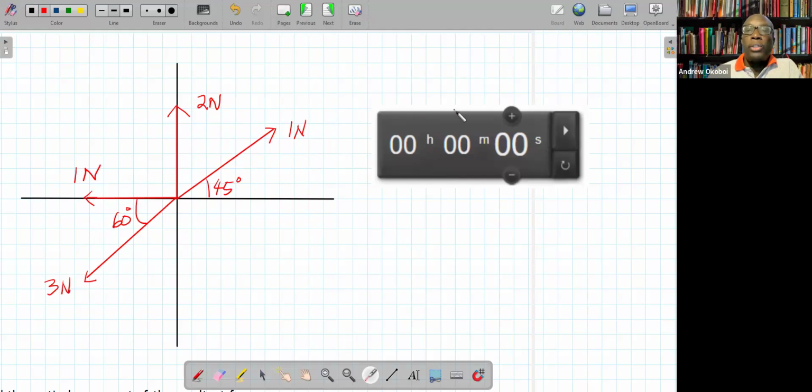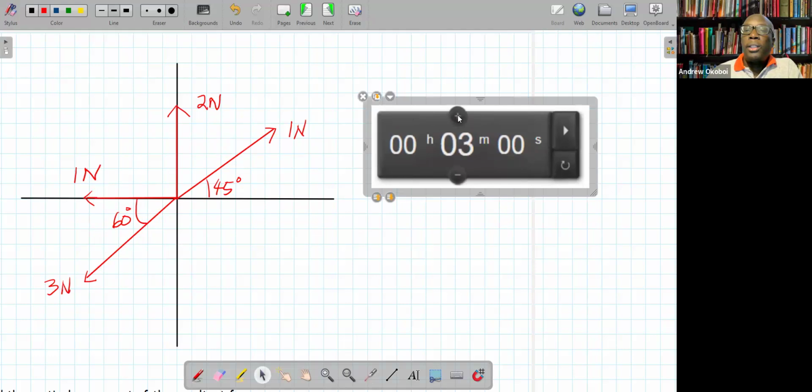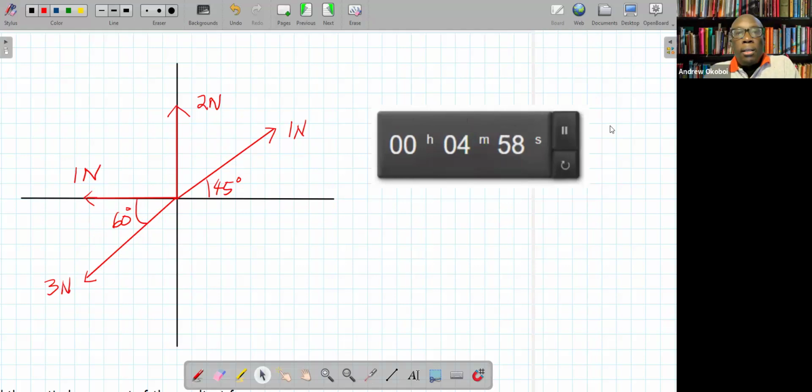So moving away from the angle is always sine. Moving through the angle is always cosine. All right, so I'll give you 5 minutes to do this, and then we'll come in and solve it. And when you find your components, make them to 2 decimal places.